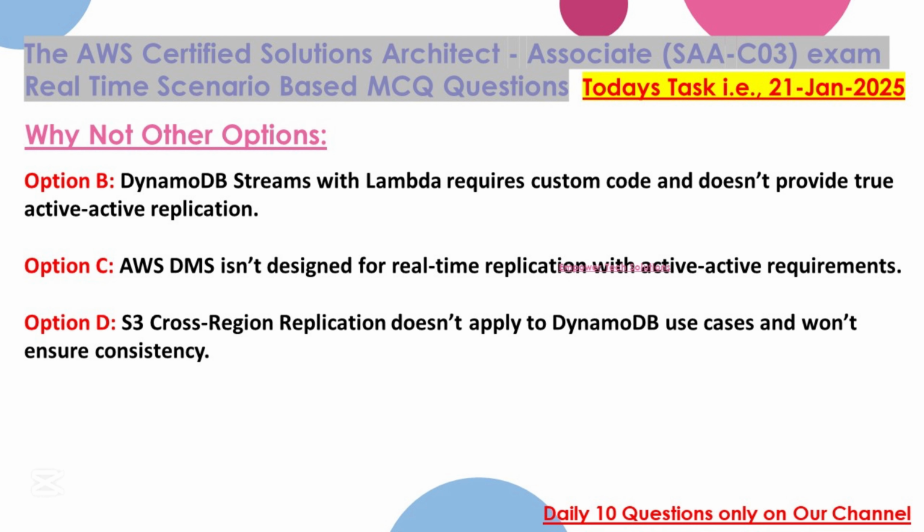Why not other options? Option B. DynamoDB streams with Lambda requires custom code and doesn't provide true active-active replication. Option C. AWS DMS isn't designed for real-time replication with active-active requirements. Option D. S3 cross-region replication doesn't apply to DynamoDB use cases and won't ensure consistency.